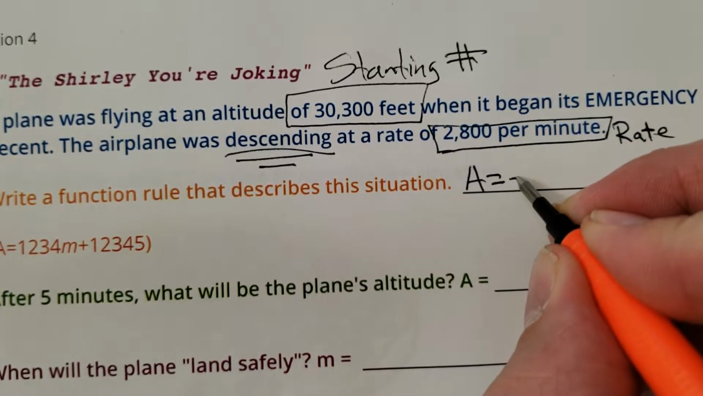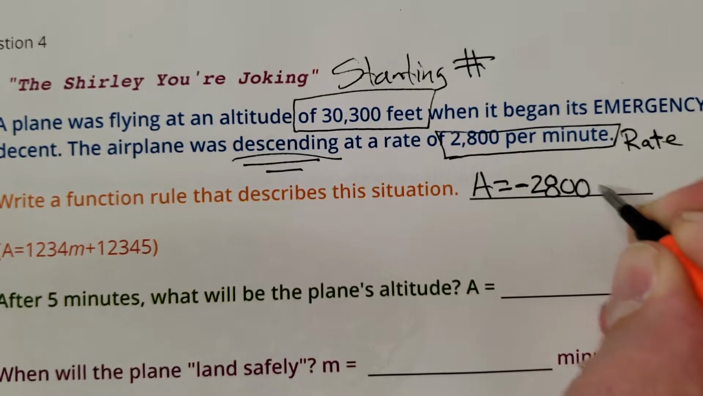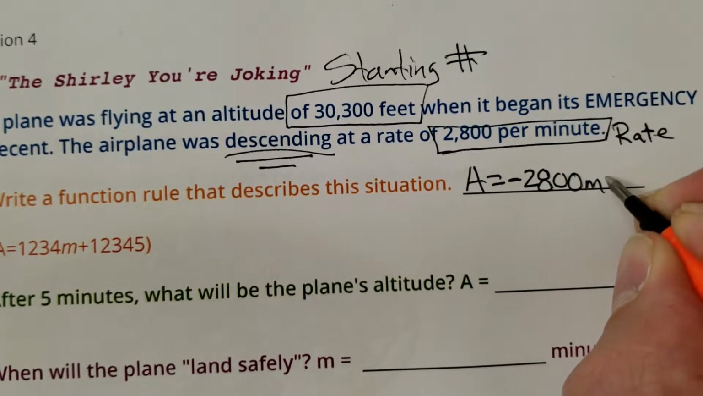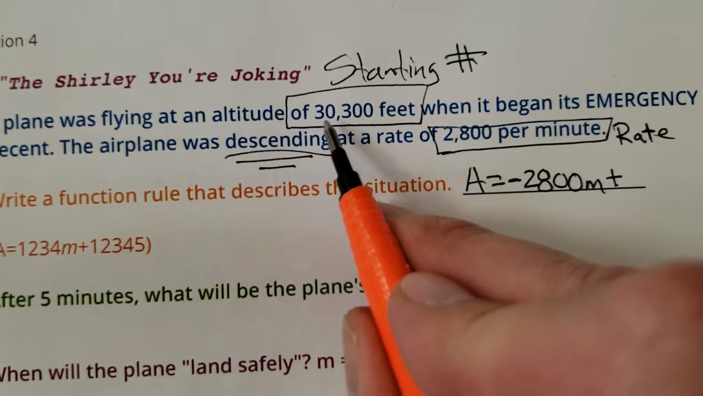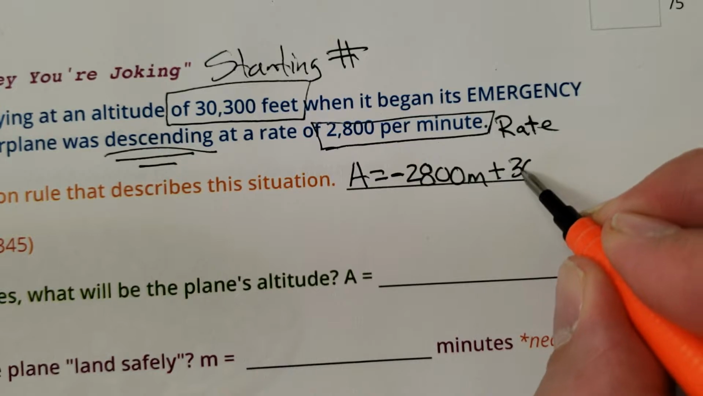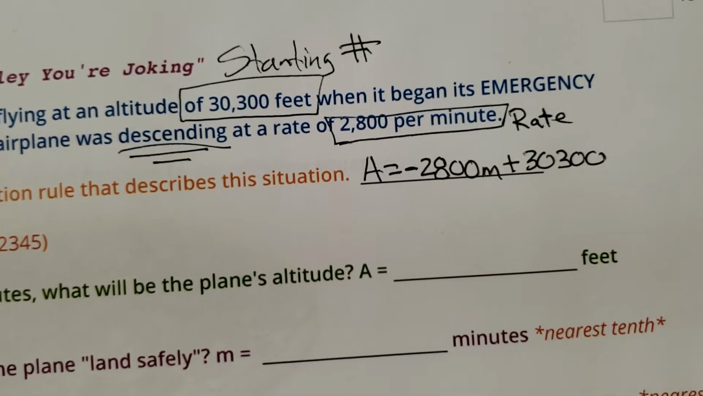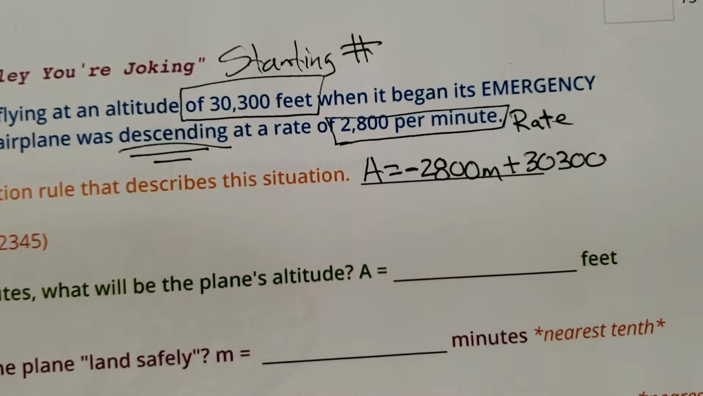So here's what I would do. Minus 2, 8, 0, 0, m plus positive, flying positive 30,300 feet in the air. 3, 0, 3, 0, 0. There we go. Type that, no spaces, and you will get that blank correct.